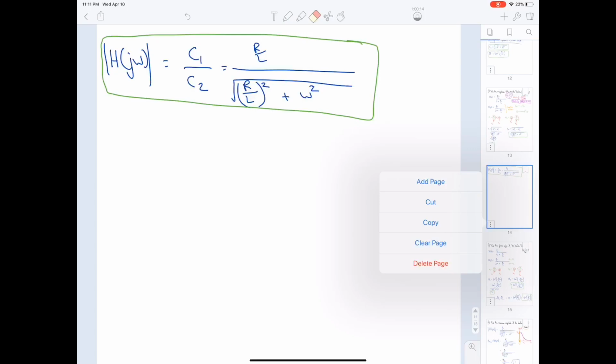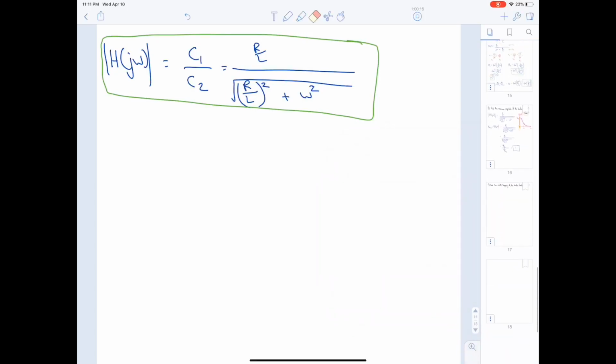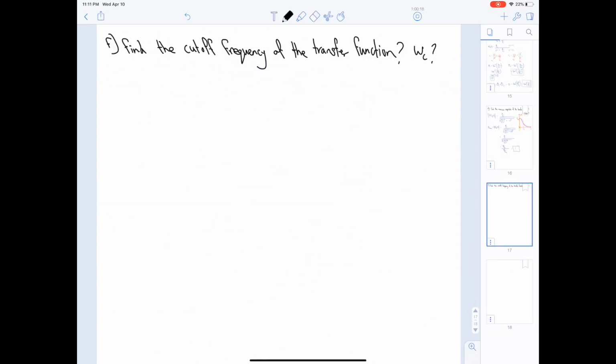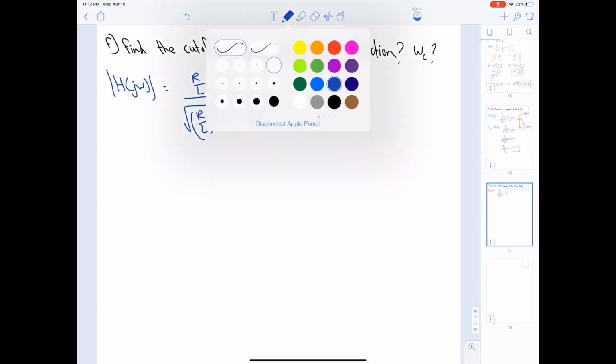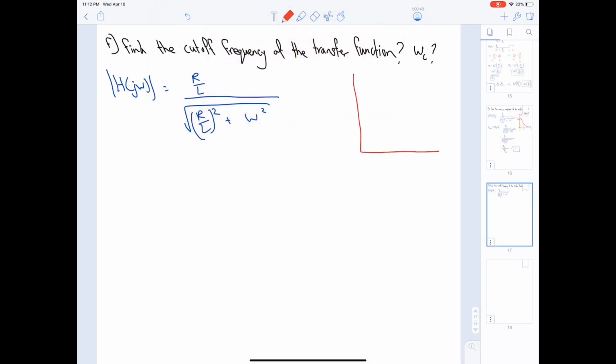The magnitude is the same. Okay, so here the magnitude is equal to R over L divided by the square root of R over L squared plus omega squared. Okay, now also when finding the cutoff frequency, my advice to you is to draw the magnitude plot.